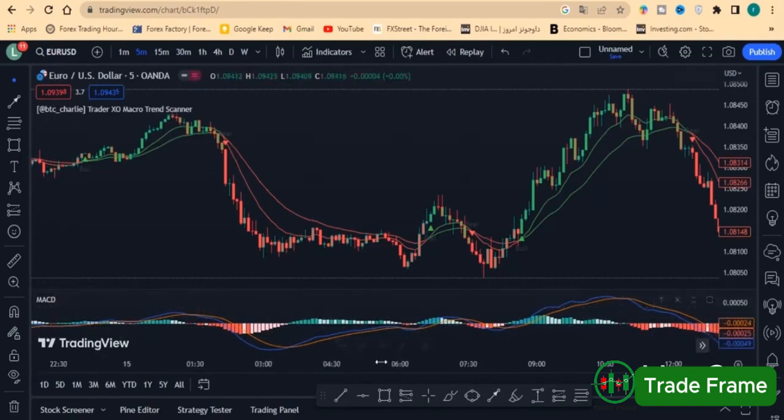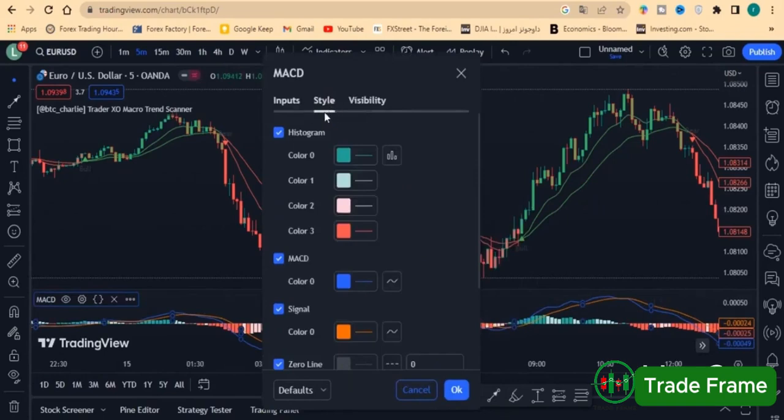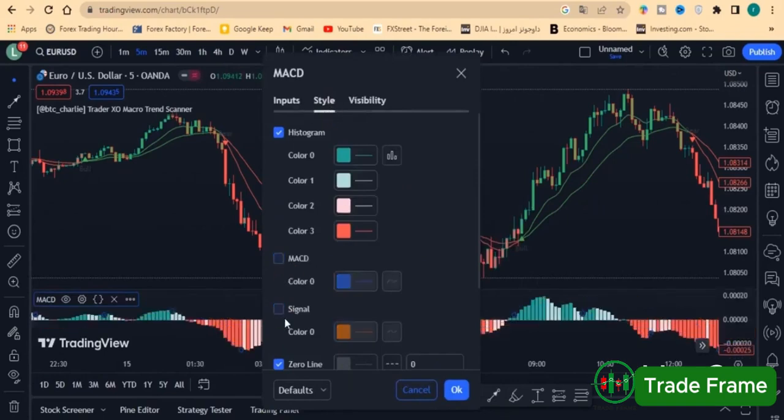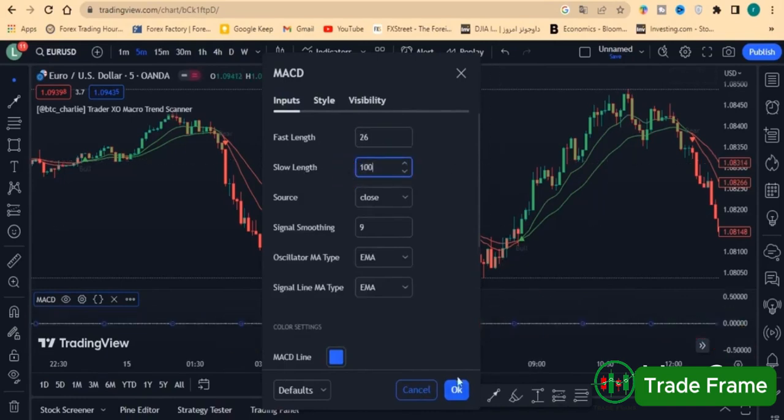We need to change some of its settings. We click on it and open its settings. In the Style tab, we uncheck these 2 boxes, the MACD and the signal. We uncheck these 2 boxes and in the Inputs section, we change the fast length to 26 and the slow length to 100, and then we click OK.